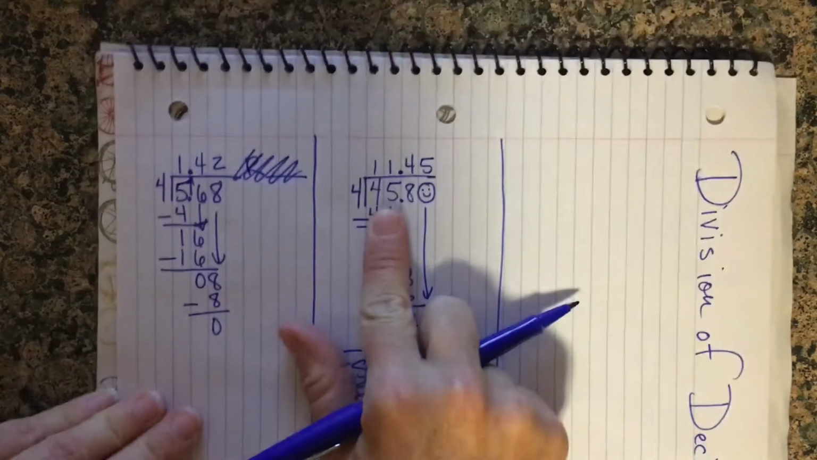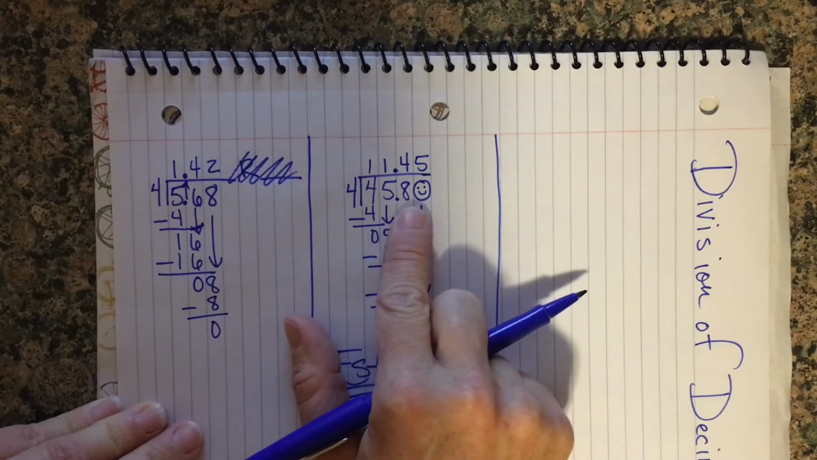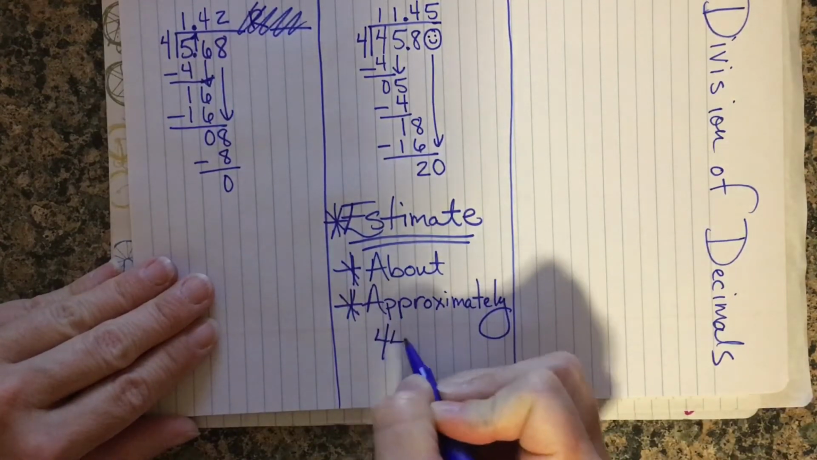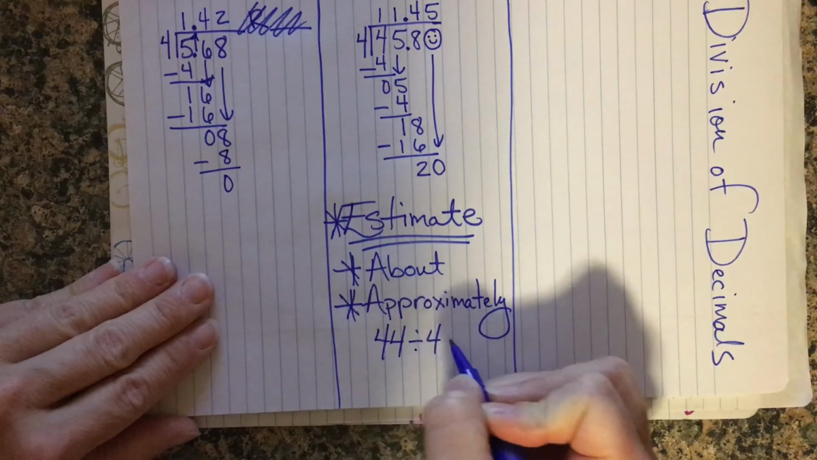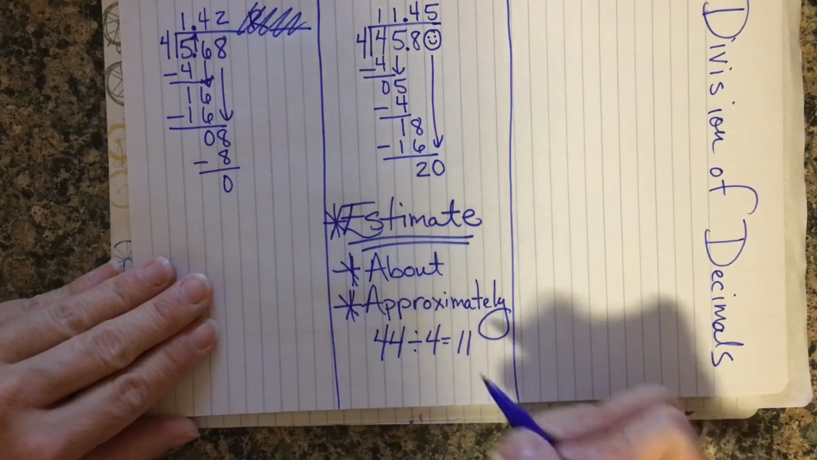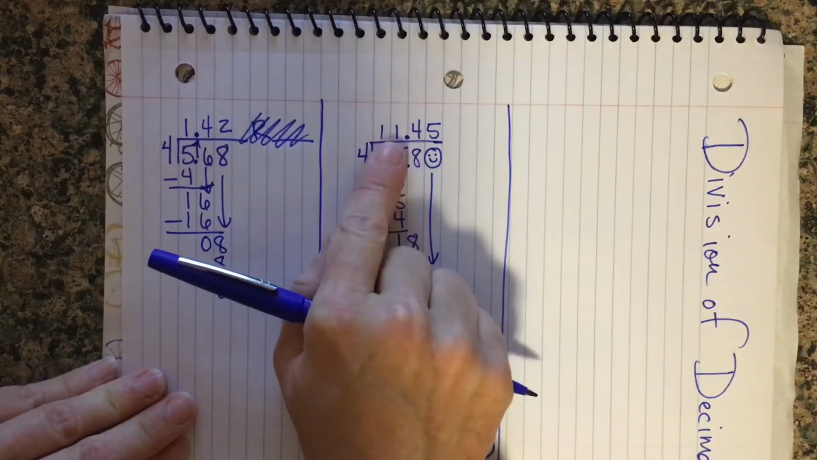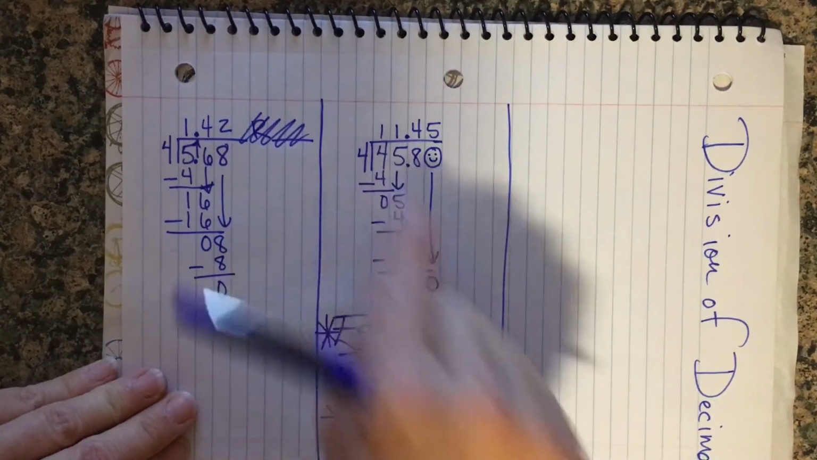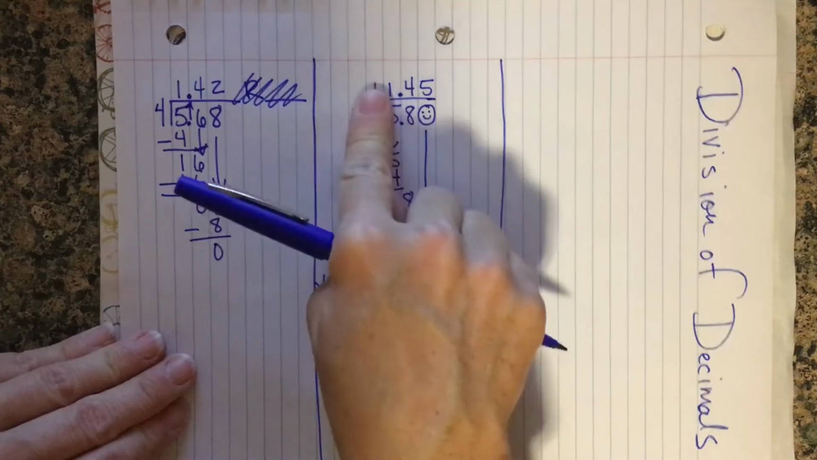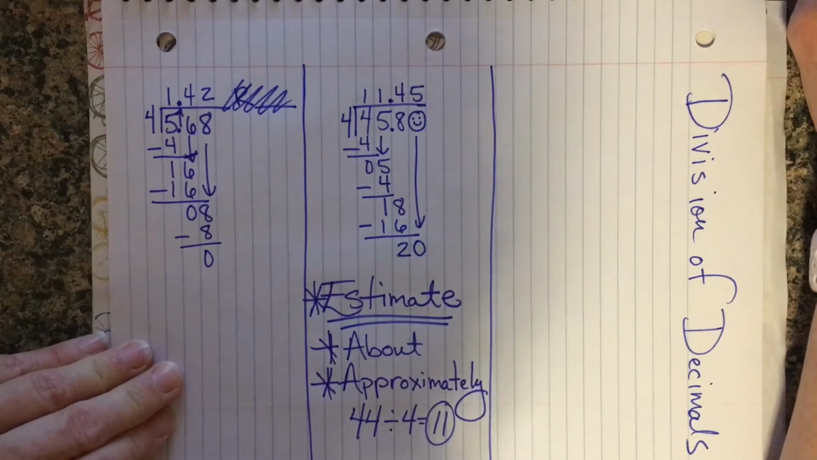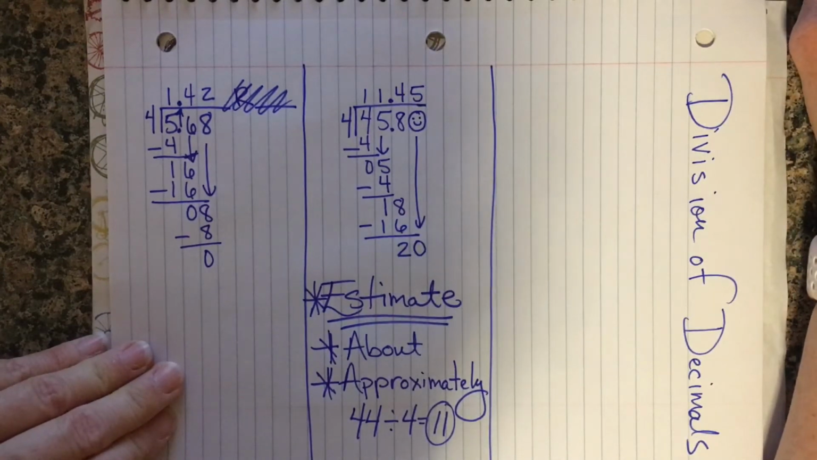So this, for example, 45 and 8/10 divided by 4. I know that 44 divided by 4 equals 11. So I can make sure that my answer makes sense. Sometimes people will have the decimal in the wrong spot. So if you estimate before, then you'll know you have something that's close. I'm going to show you one more.